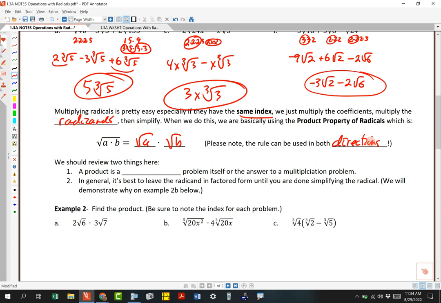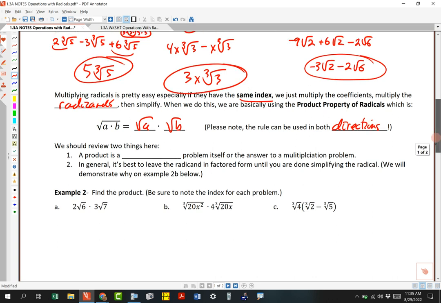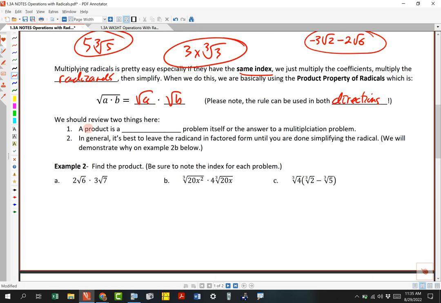Now, you're going to want to be aware of something when we do this, so watch closely. Okay, so in general, we're going to review this. A product is a multiplication problem, or the answer to a multiplication problem itself. And in general, it's usually best to leave the radicand in factored form until you're done simplifying the radical. So don't bother multiplying these together because we're going to get a gigantic number anyway.